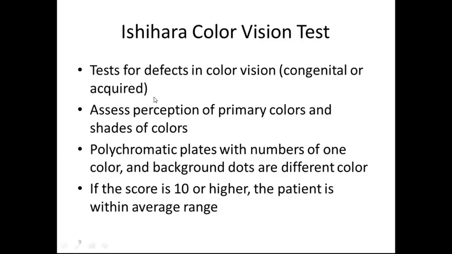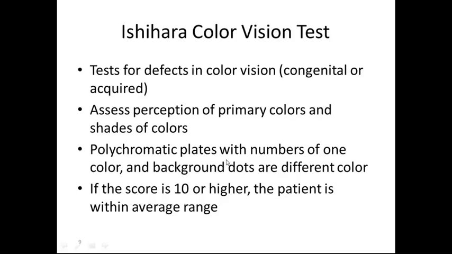Sometimes with acquired color vision defects, this usually happens when there is damage to the retina, where there is damage to some of the cones, where the color receptors are. The Ishihara assesses perception of primary colors and shades of colors.